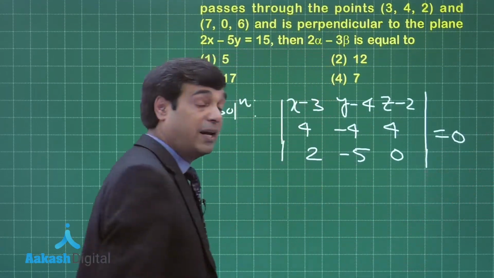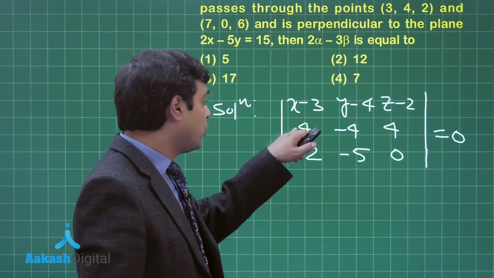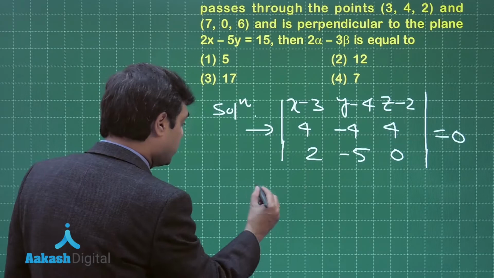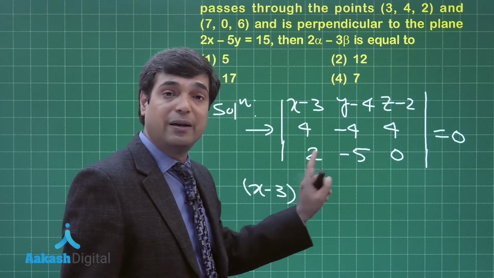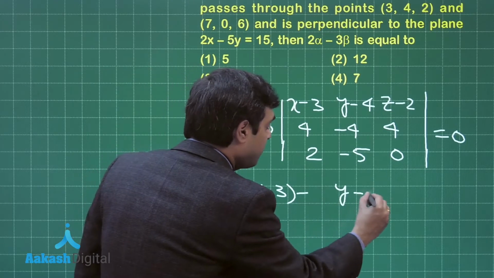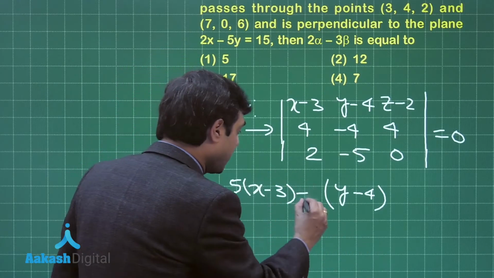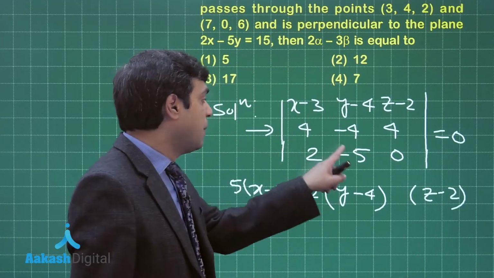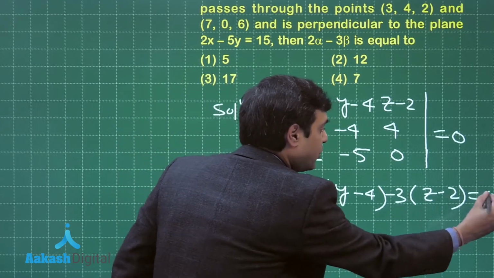So this is the required plane. Now simplifying, you can take 4 common and put it on the other side. So the second row becomes simply 1, minus 1 and 1, correct. On simplification you get x minus 3 multiplied with minus 1 into 0 plus 1 into 5. So you have the term simply 5. Next, y minus 4 is multiplied with this one, minus 2, so this becomes plus 2. Moving ahead, next is z minus 2, multiplied with minus 5 plus 2, that is minus 3, is equal to 0.